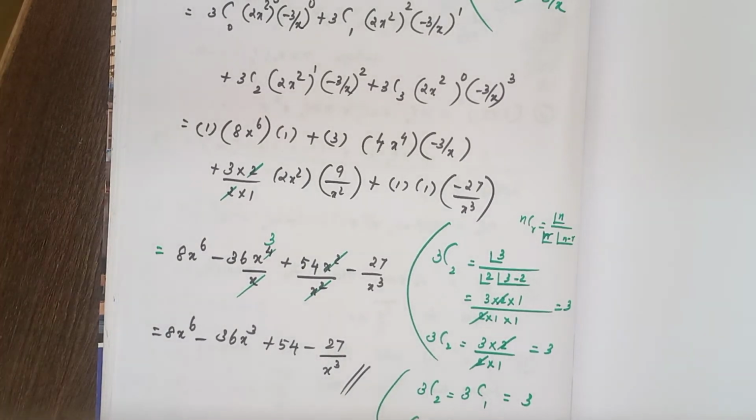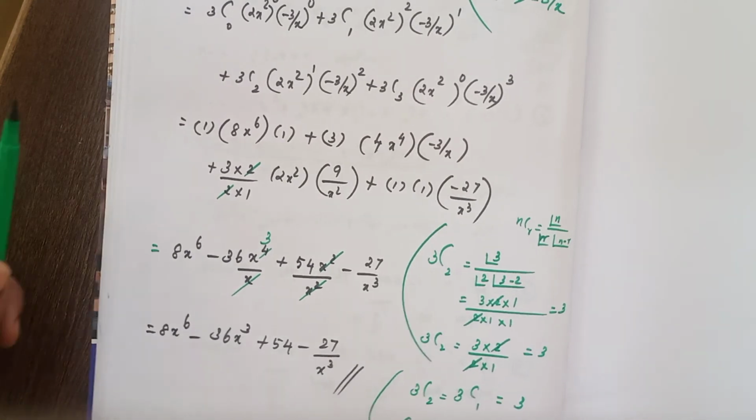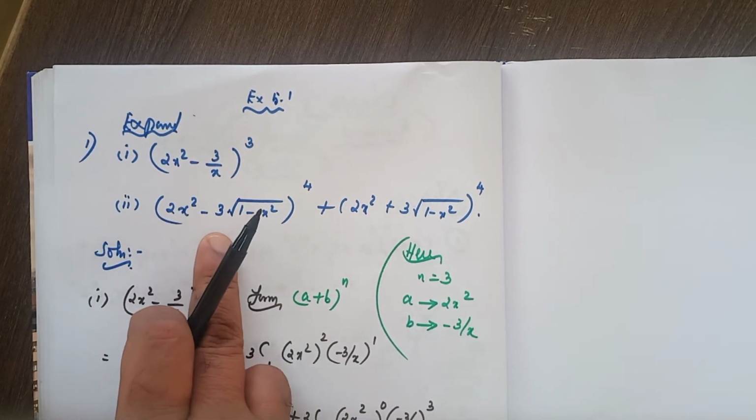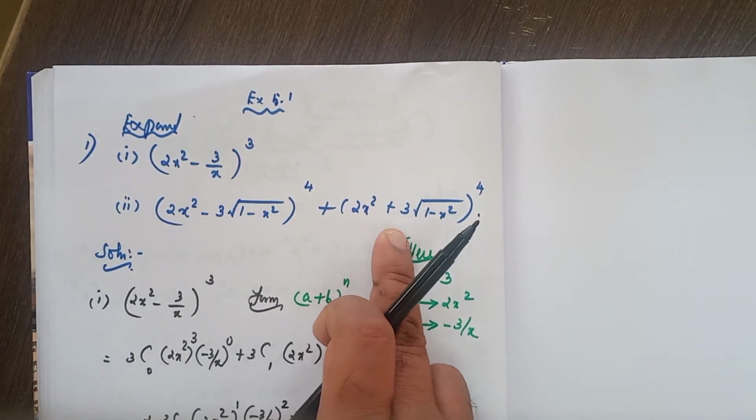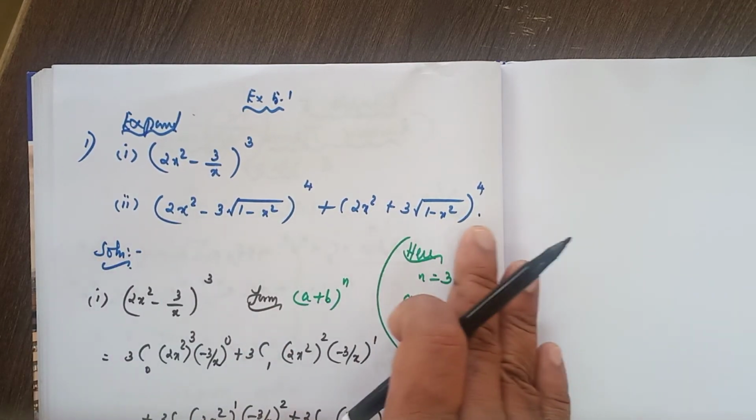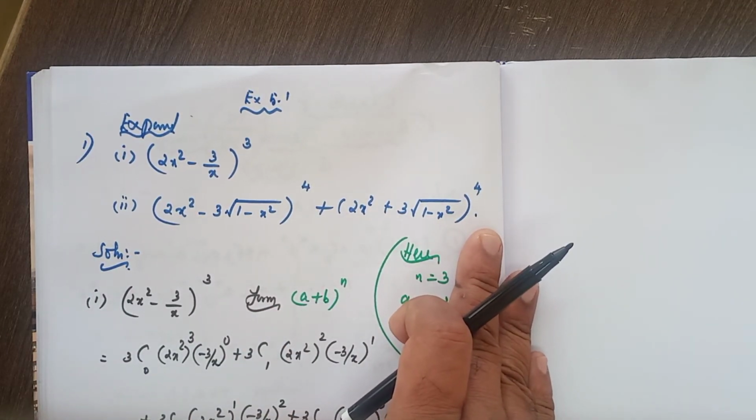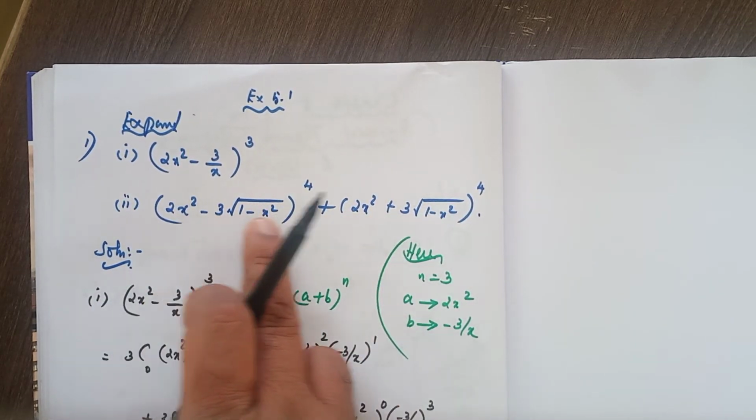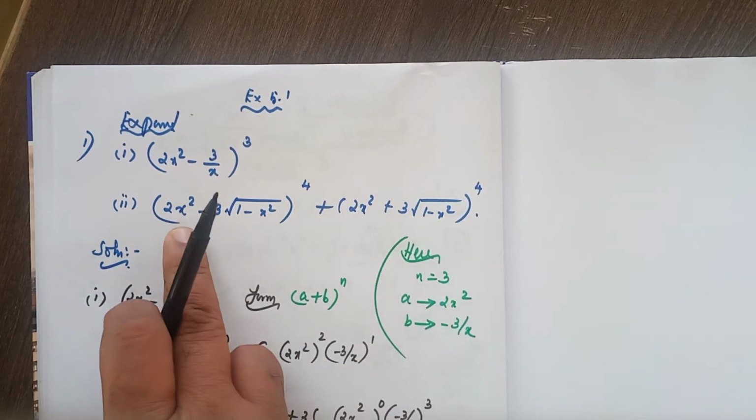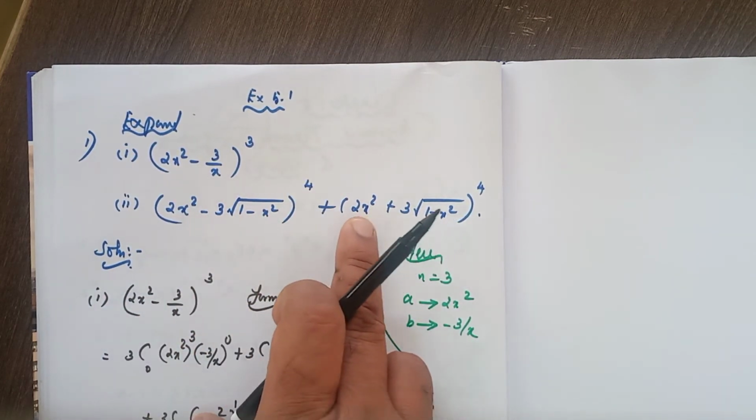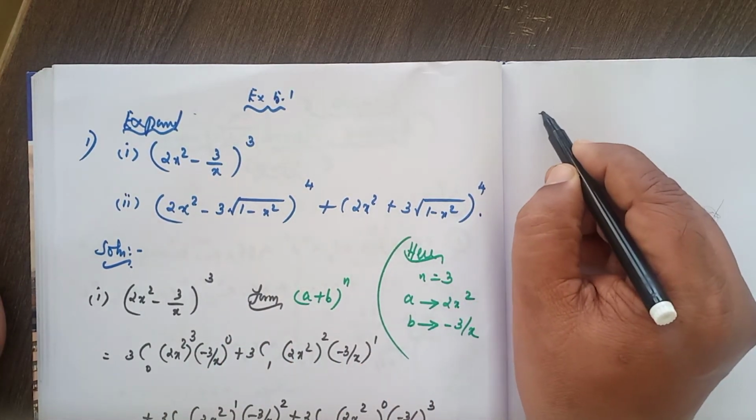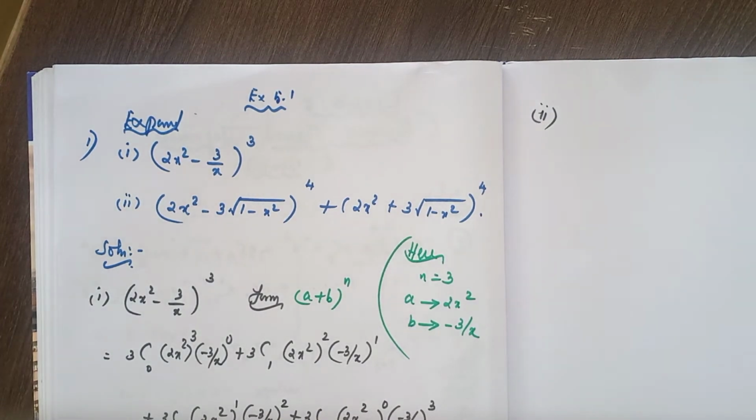Subdivision number 1 is over. Now subdivision number 2, here it is. Here (2x squared minus 3 into root of 1 minus x squared) power 4, and here (2x squared plus 3 into root of 1 minus x squared) power 4. For proving this result, first I am going to find the value of, I consider this is a, this one is b, because we have both 2x squared, here 3 into root of 1 minus x squared. So what form is it? (a minus b) power 4 plus (a plus b) power 4. First I am going to expand that one. Subdivision number 2. Consider.